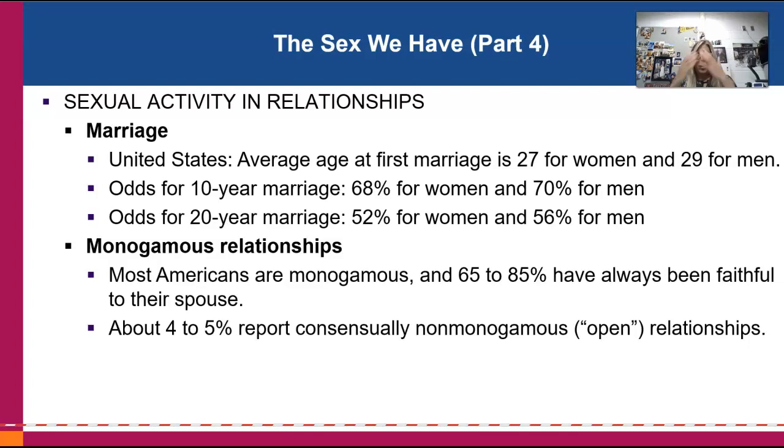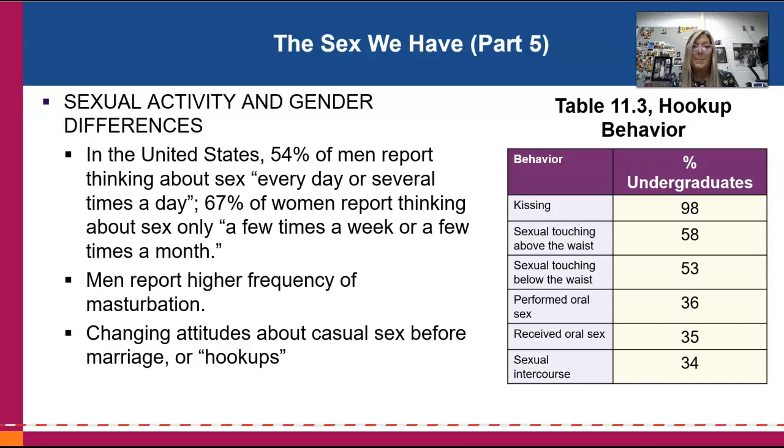I know that sounds like, whoa, not true, but those are the statistics out there. And about 4 to 5% report consensually non-monogamous or open relationships. All right, so sexual activity and gender differences in the US: 54% of men report thinking about sex every day or several times a day. 67% of women report thinking about sex only a few times a week or a few times a month.